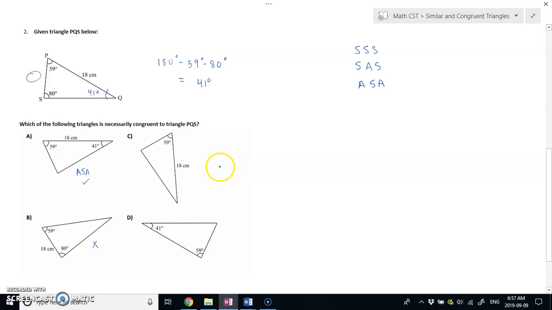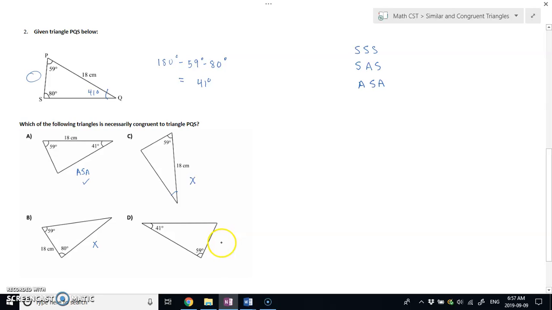Option C has 59 degrees and 18, and they do match the model triangle, but there are no rules for congruency that are given only two pieces of information. So they're not necessarily congruent because we don't have information for this angle in the triangle that's given as an option. So this one's wrong because there's only two pieces of information given.